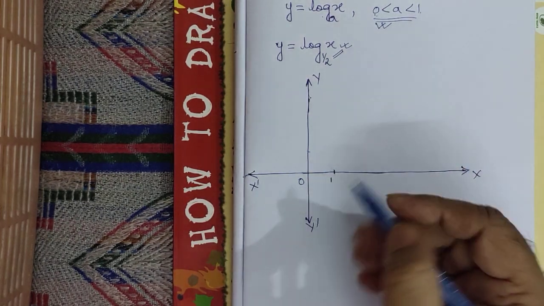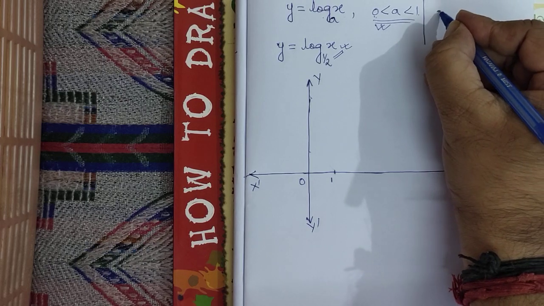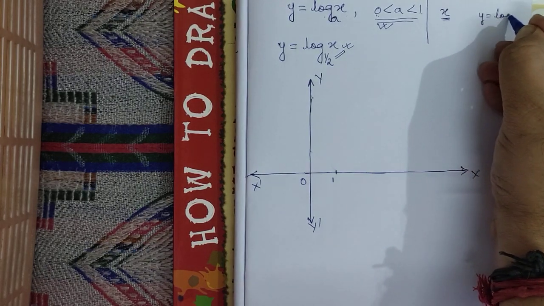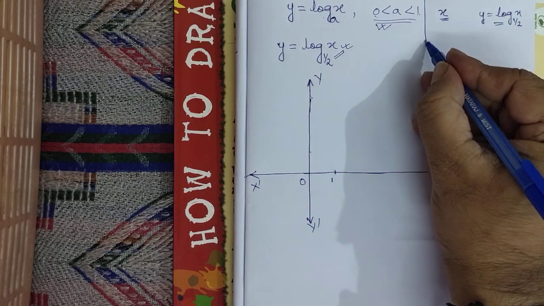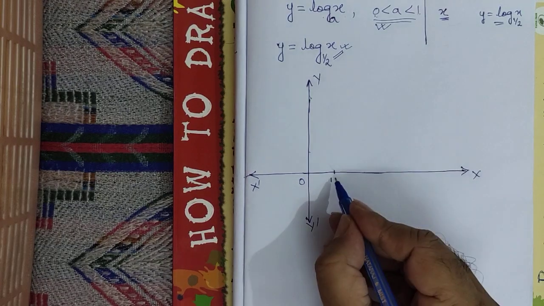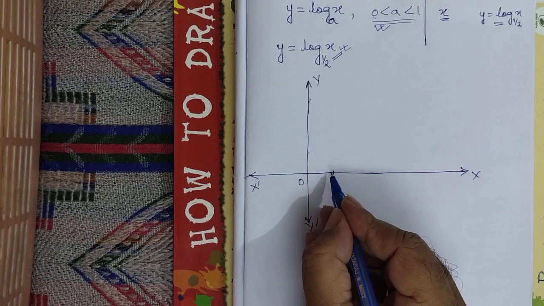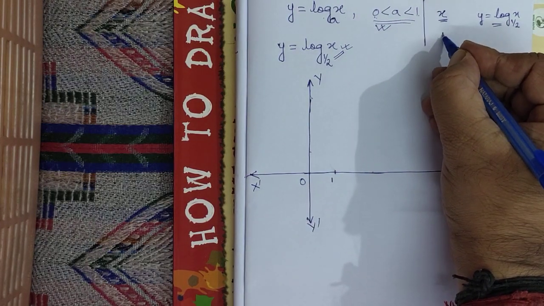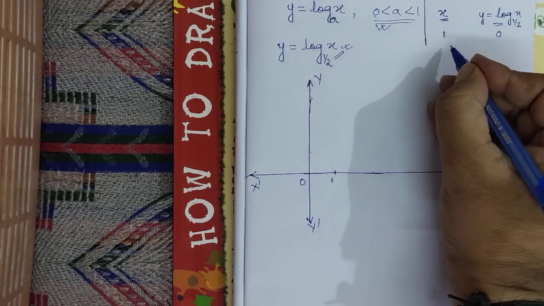So the axis has been made. Similarly, I have taken x here and y equal to log x base 1 by 2. Again, I will be taking the values more than 1 and then values between 0 and 1. First of all, log 1 is definitely 0. X equal to 1, the y coordinate will be 0.